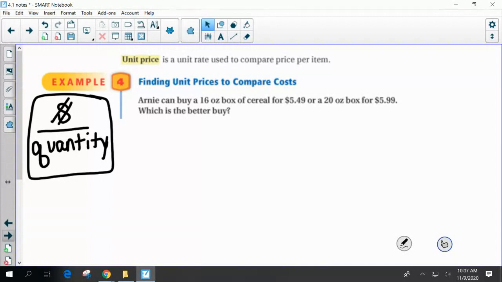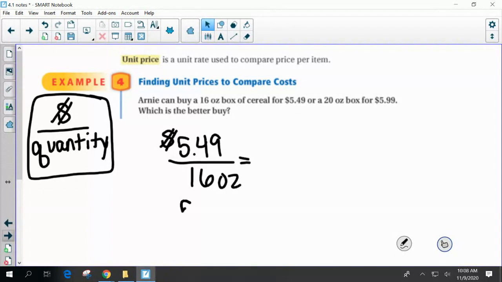So 16-ounce box for $5.49. So $5.49 over 16 ounces. And then the other cereal box is $5.99 for 20 ounces.